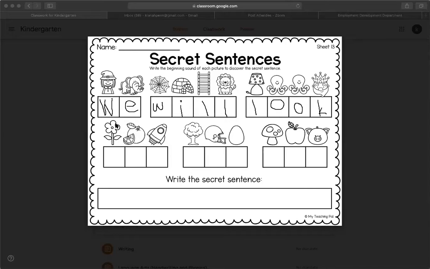Then Jax, can you tell me what the next picture is? Flower. And what beginning sound does that make? F. So we're going to write a lowercase f. And then Kareem, can you tell us what the next picture is? Orange. And what letter sound does that make? O. Good job.